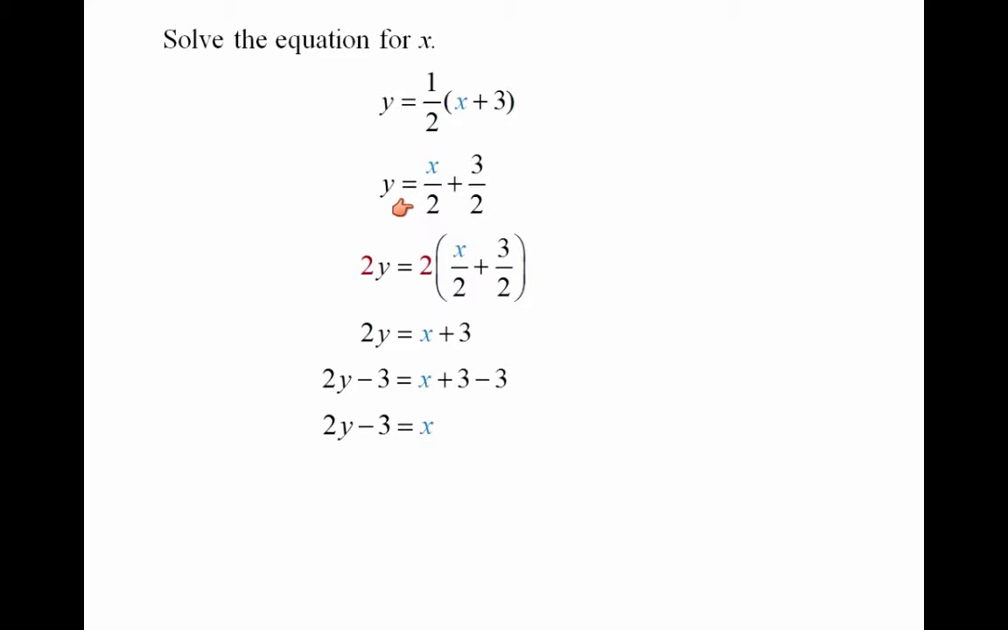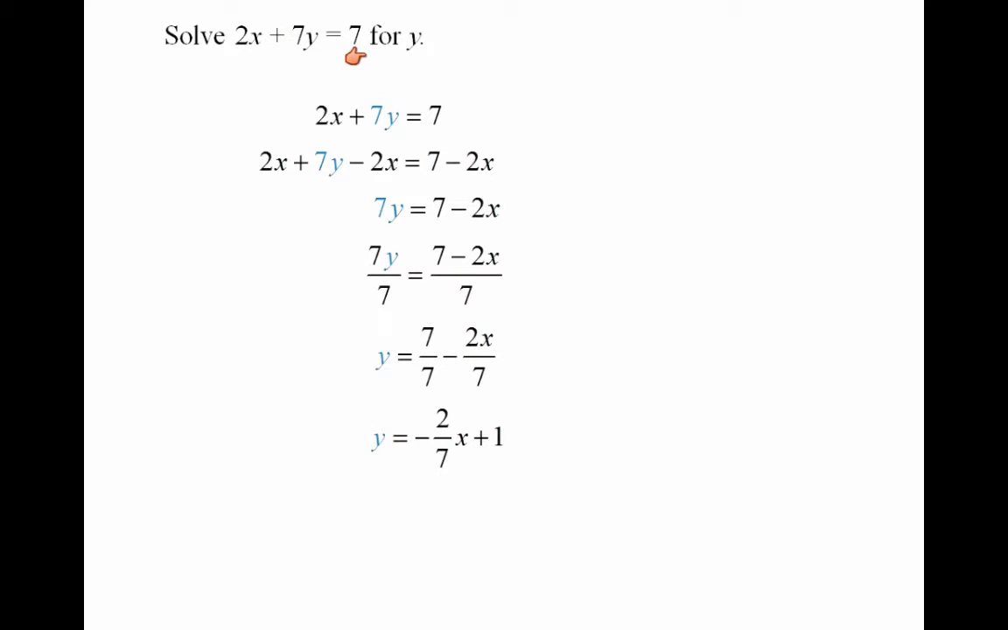Notice that I have an equation involving fractions. To eliminate the fraction, I can multiply both sides by 2. Then I would get 2y is equal to x plus 3. So here, an equation identical to this, which I can solve for x. To solve for x, all I have to do now is subtract 3 from both sides of the equation to isolate x. So x would be equal to 2y minus 3.